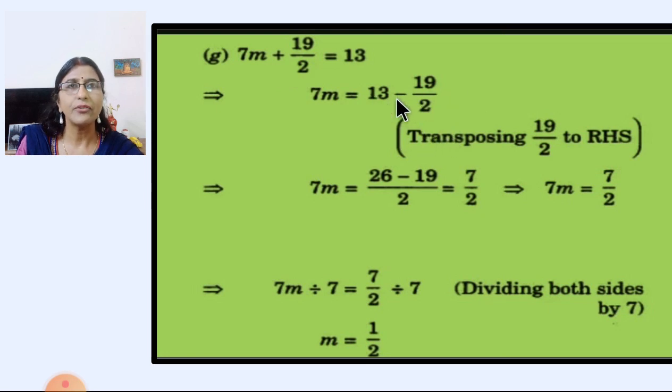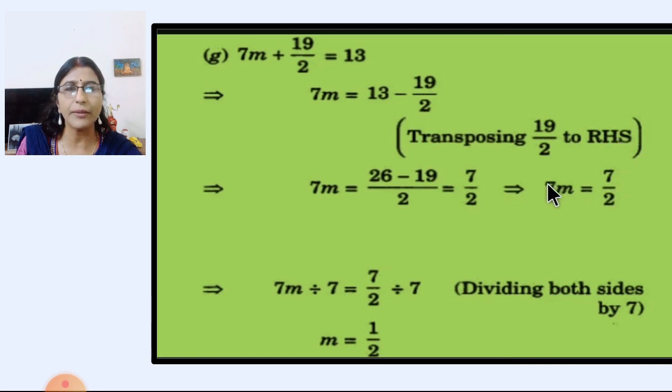Then you will take the LCM of these two numbers. Here there is 1 and 2, LCM is 2. On the left hand side we'll write 7m as it is. Here 2 we will write, and then 13 2s are 26, minus 19, 26 minus 19 is 7 upon 2. So we got 7m is equal to 7 upon 2.